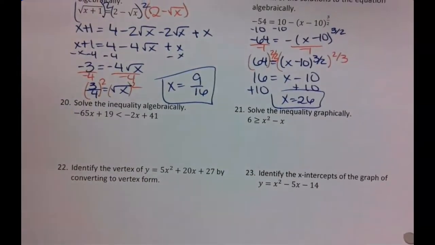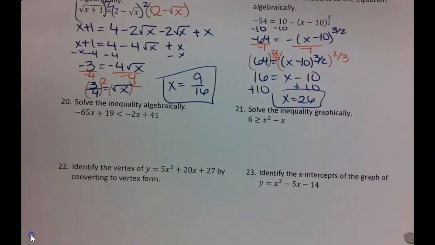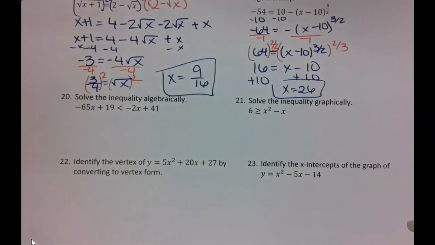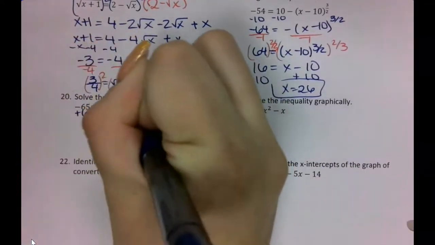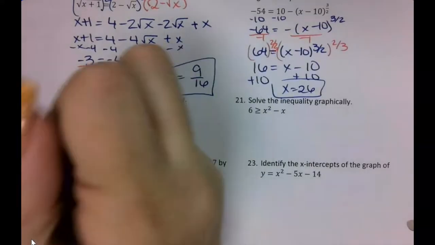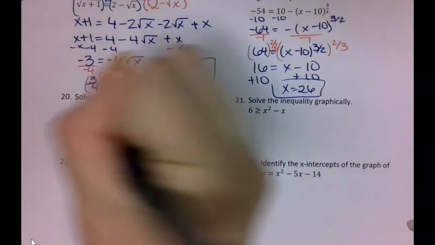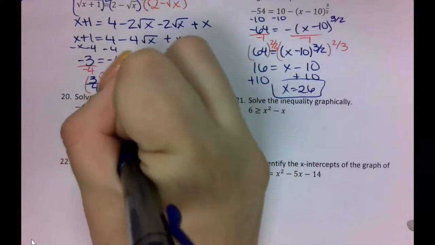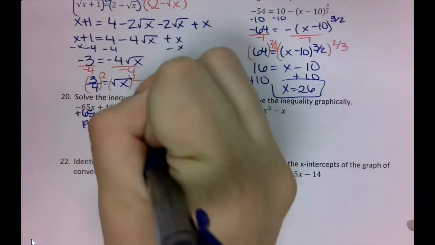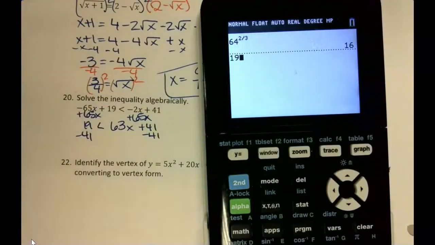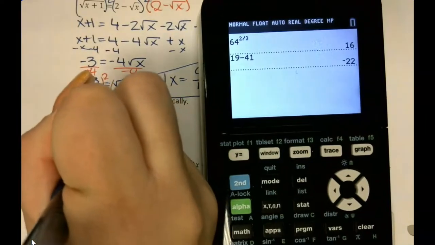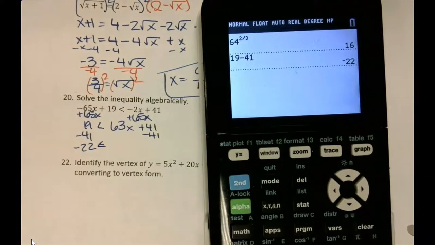Number 20 wants me to solve algebraically. So what I want to do here is get all of my variables to one side and all of my numbers to the other. I'm going to start by moving this negative 65 over, because I like working with positive x variables. That is going to give me 19 is less than 63x plus 41. Then I want to subtract 41 on both sides. 19 minus 41 is not something I'm confident to do in my head. Negative 22. Oops. And I want to leave this with an inequality.